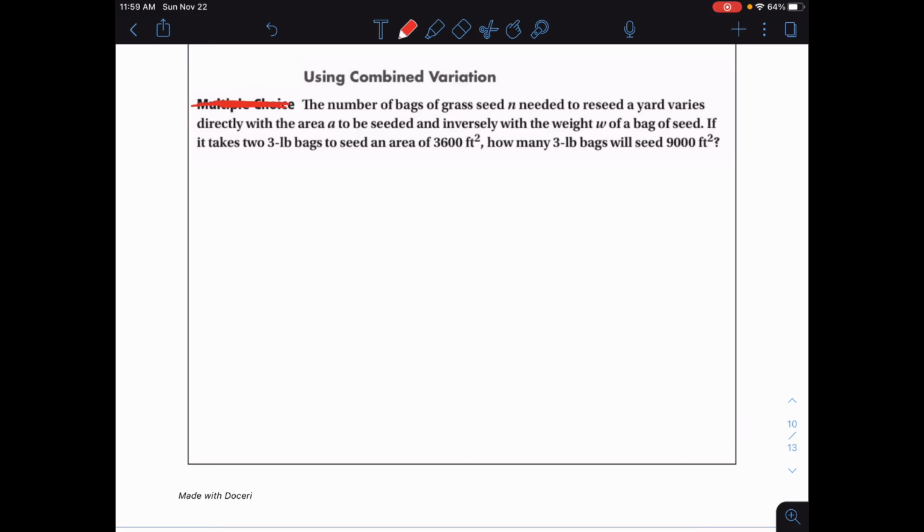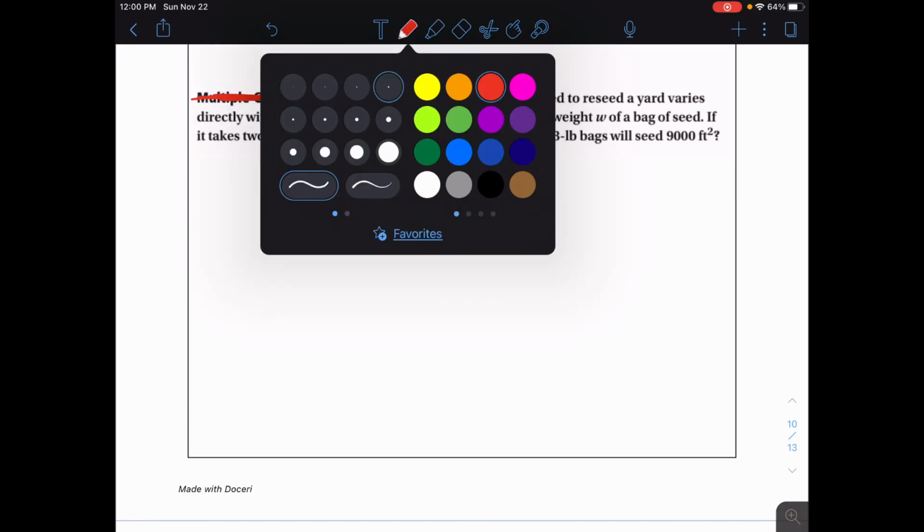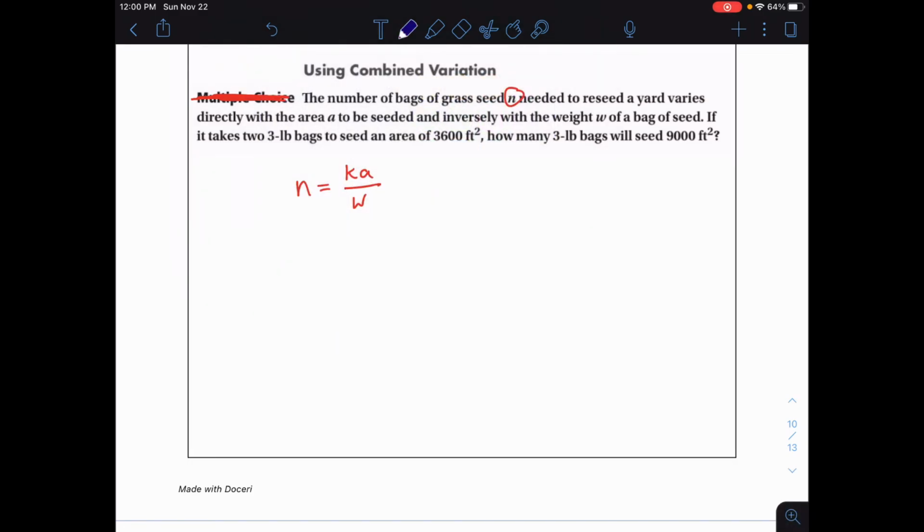So the first thing we want to do is write our variation expression. In this case, we've got n, and we know that this varies directly with the area A, so let's say k times A, and inversely with the weight W, so we'll have W on the bottom. So this is our variation function. Then we're going to take our values and plug them in accordingly to where they need to be. It takes 2 3-pound bags of seed to cover an area of 3,600 feet. So we're just going to plug those in accordingly.